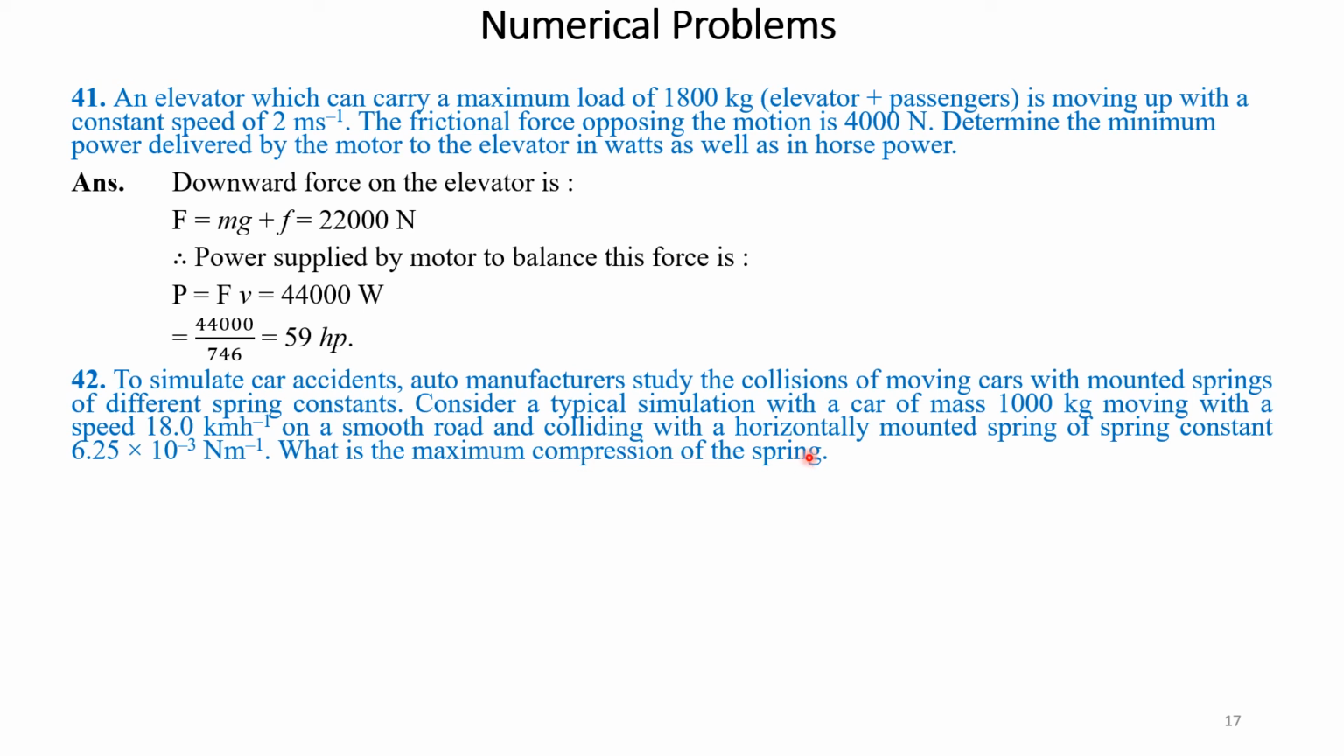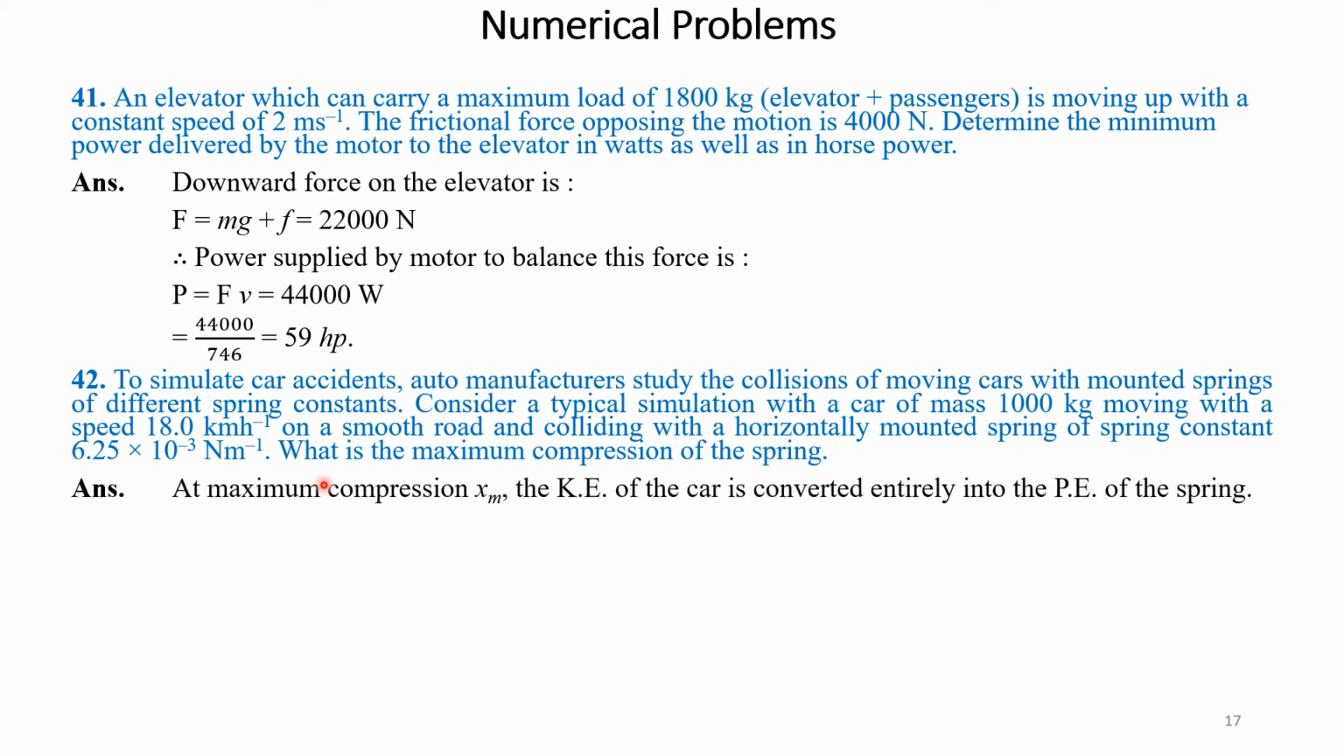Please note down all the given quantities: mass is equal to 1000 kgs, velocity is 18 kilometers per hour, and spring constant is 6.25 into 10 to the power of minus 3 newtons per meter. Let us answer the question. At maximum compression, the kinetic energy of the car is converted into the potential energy of the spring. Please note it very carefully.